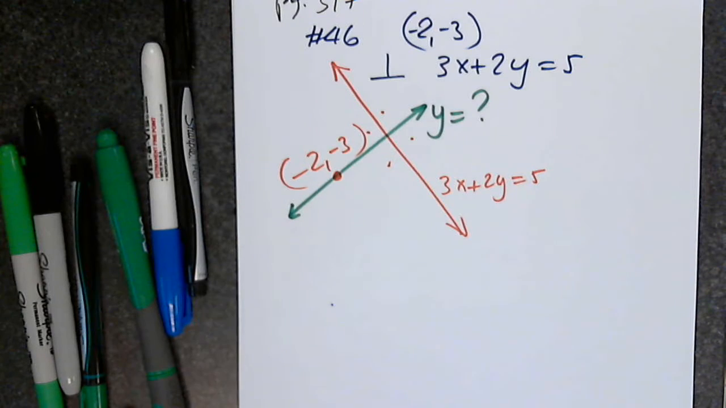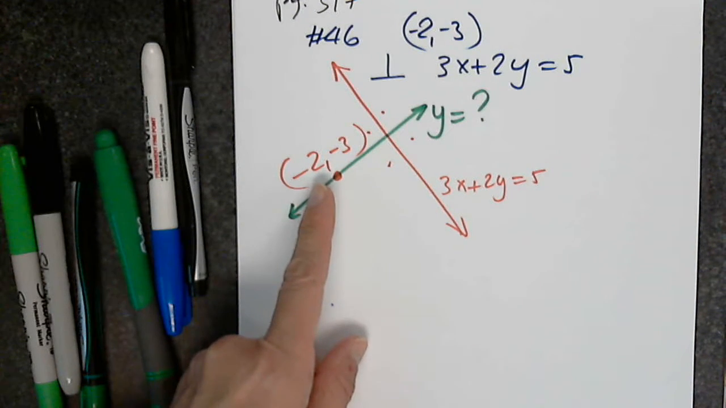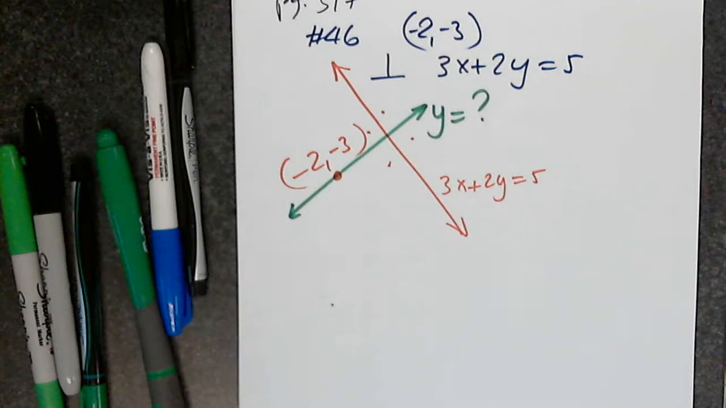Okay. I'm asked to find the equation of the green line. How do I think about this? What is the first step? I have a point, which is not the x-intercept. Which is not the y-intercept because it's not 0, a number. So it's just a generic point. And so I could use the point slope form, but I'm missing a key piece. What is the key piece I'm missing?